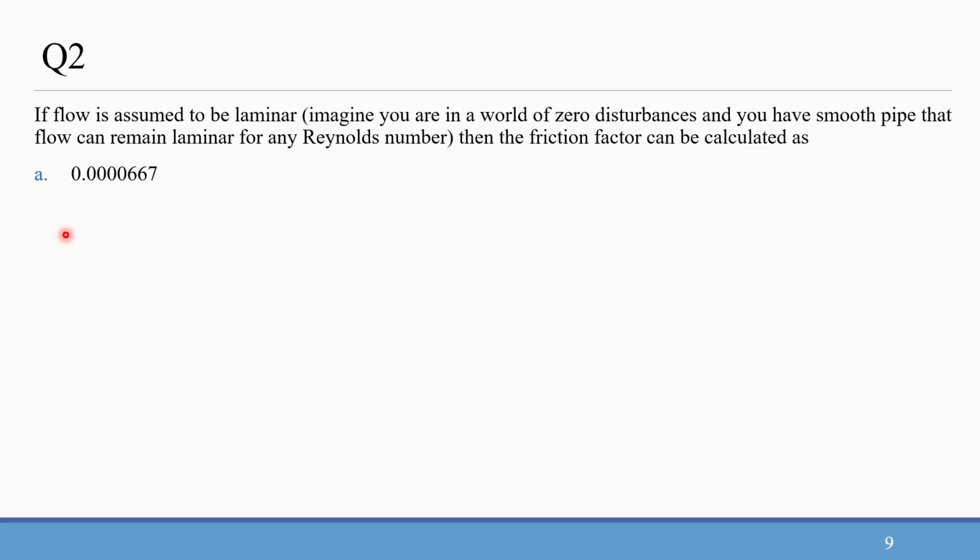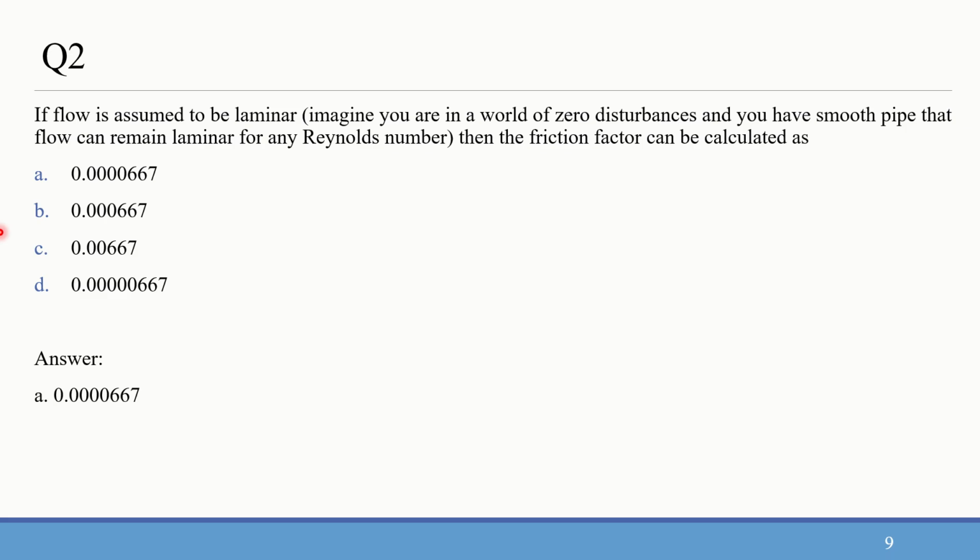Option A is 0.0000667. Option B is 0.000667. Option C is 0.00667. Option D is 0.00000667. So the right answer is actually option A.